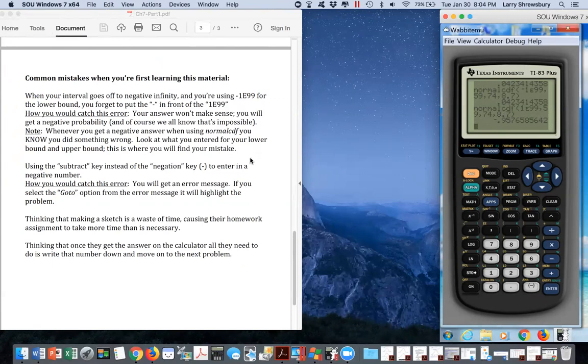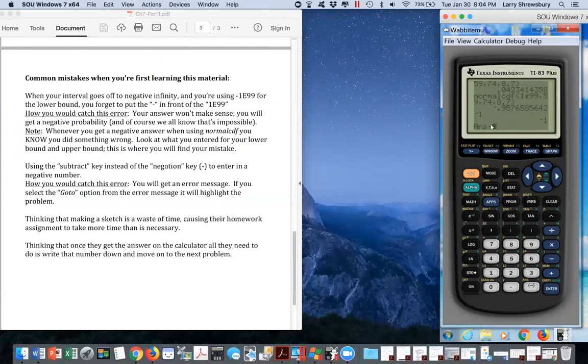99.99% of the time, that's where the problem is. Okay, now let's see. So it's warning you about that. Oh, the other thing is, now, when you want to do a negative number, don't do the subtract key. Like if I want to punch in -1, I do it like that.